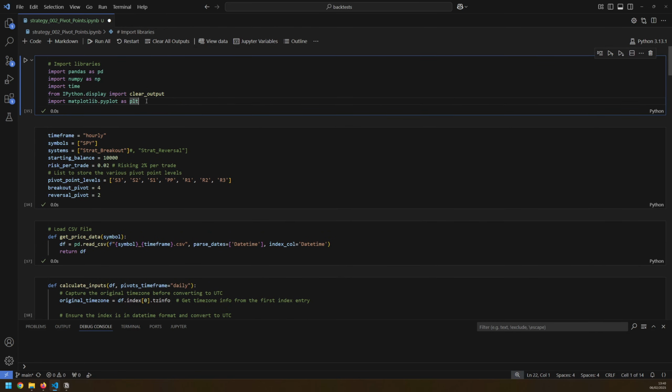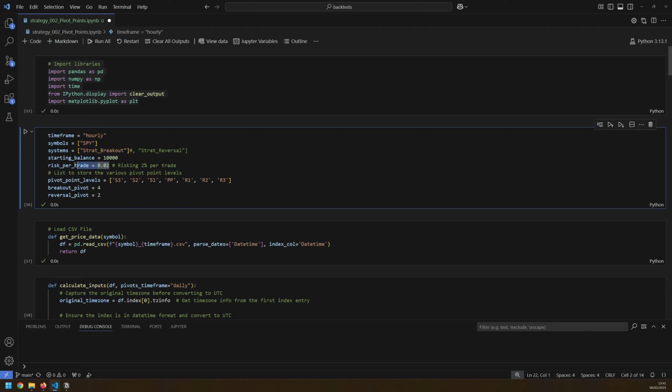I begin by importing my libraries, and then I define a few of the testing parameters. This is going to be done with hourly data on the SPY. I will just test the breakout strategy for now, and then I'll move on to the reversal later on, starting with 10,000 as the starting balance and risking 2% per trade.